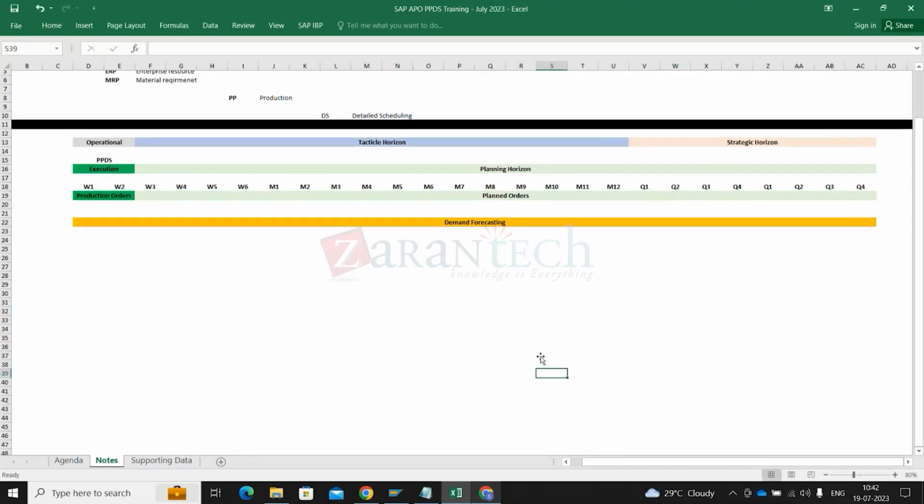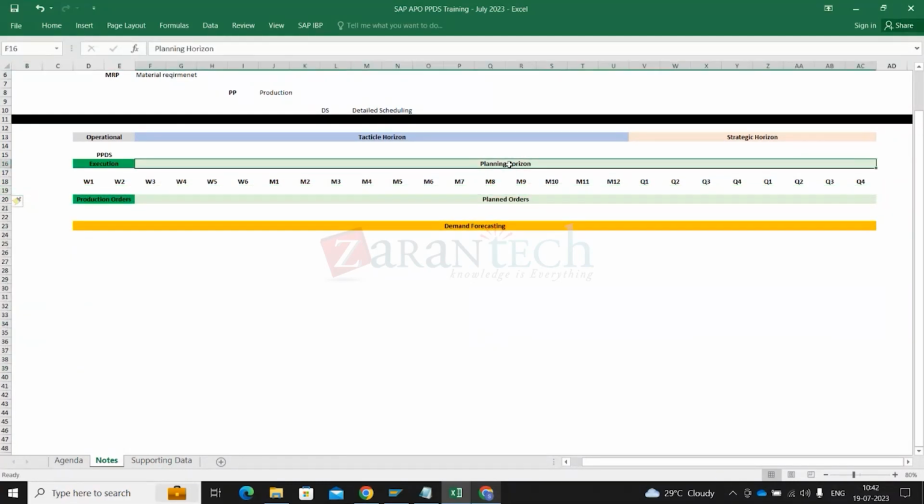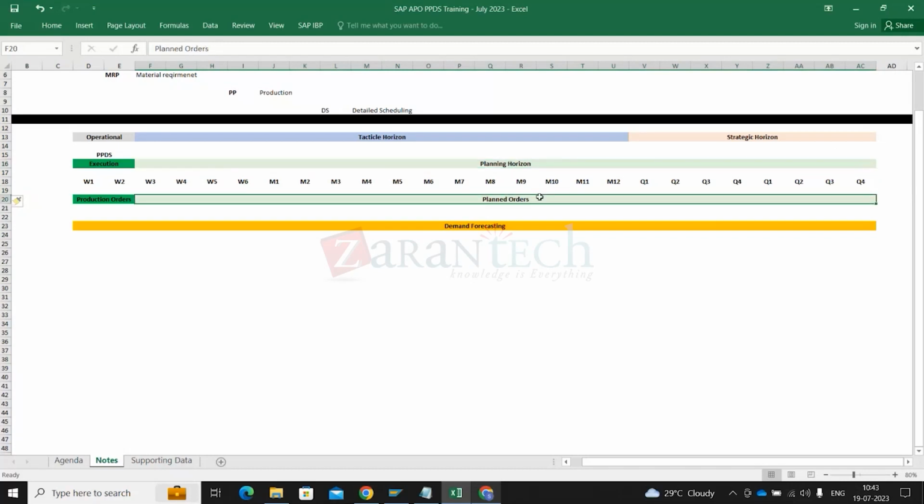Then when it comes to your next horizon, which is called the planning horizon, the planning would be happening from week 3 onwards till quarter 4 of the third year. So for the next 2 years, you would be doing the planning. In this planning horizon, demand planning is generating its forecast, and then supply planning or IBP or any engine, the few types of planning that we spoke about, are working day and night and creating the planned orders. This would be created up to the next few months, few years.